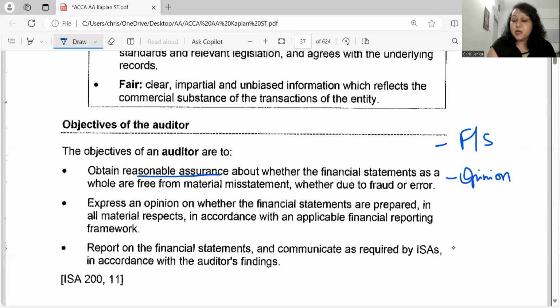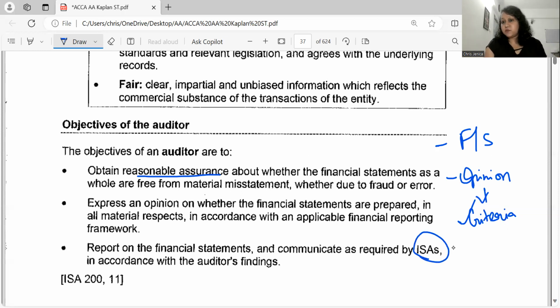So, what is this opinion about? This opinion will be about whether the subject matter, that is the financial statements, have been prepared against the appropriate criteria, that is the financial reporting framework for this example. Then we will be reporting on the financial statements and communicating as required by the ISAs in accordance with the auditor's findings.